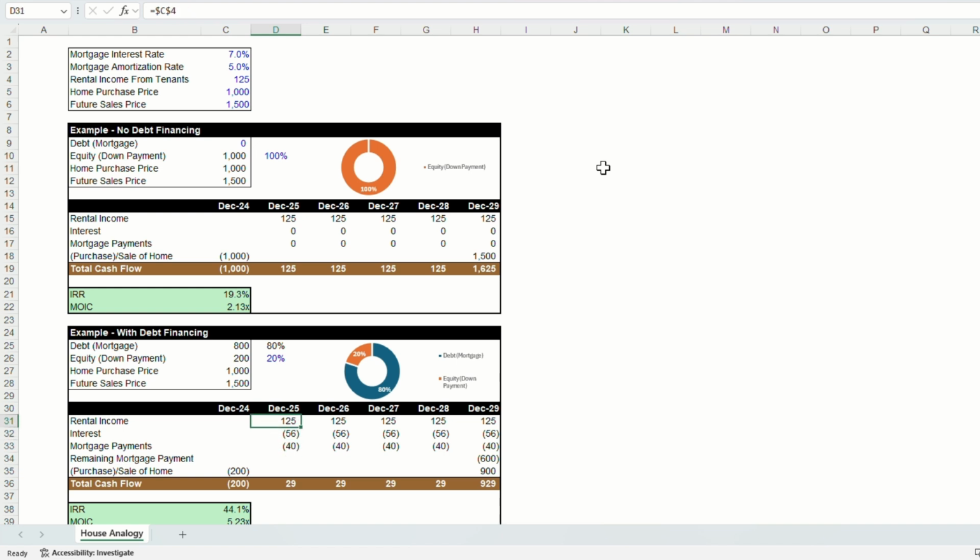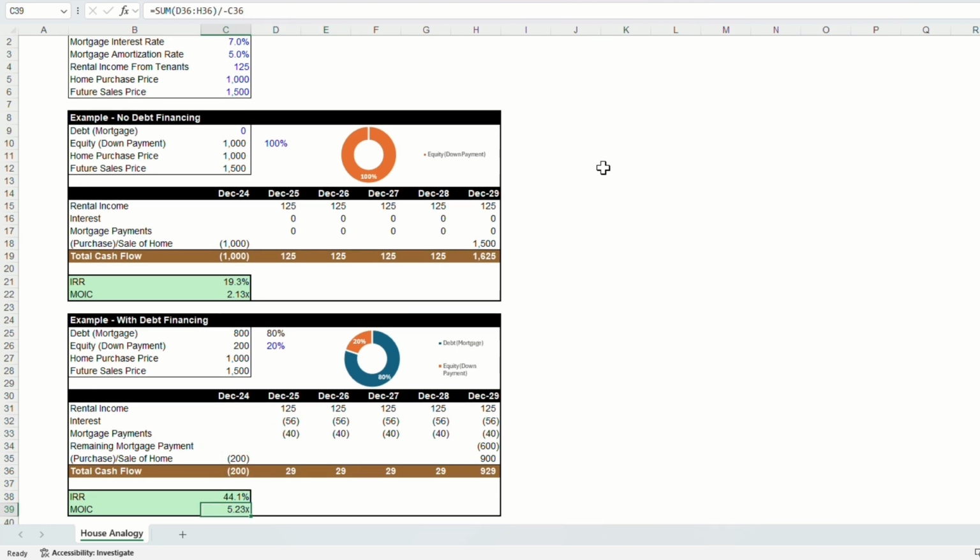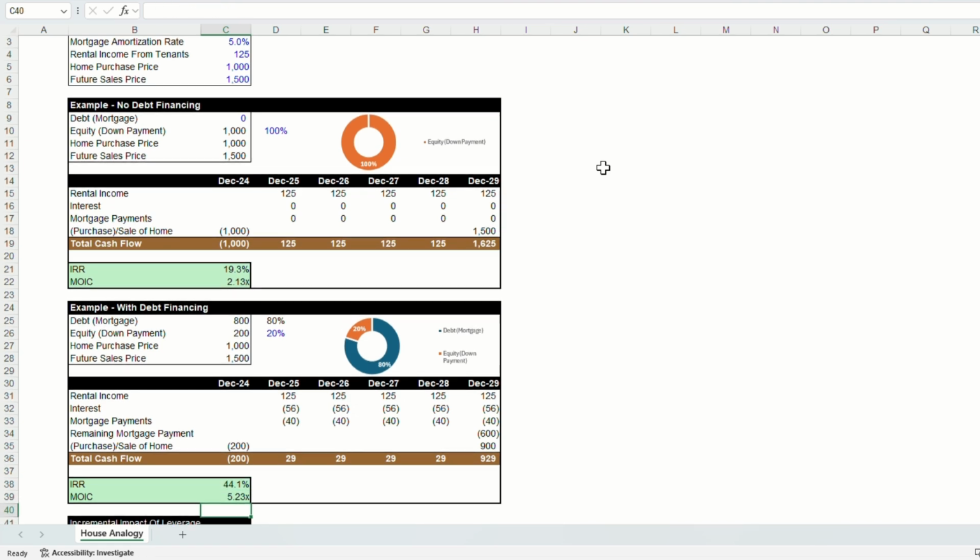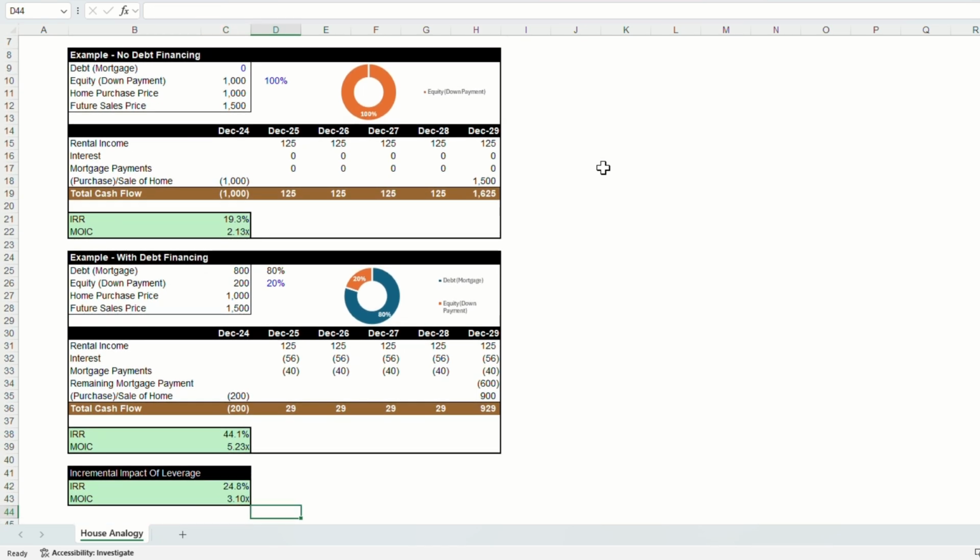So, we have the same rental income of $125,000, and we have our debt service here. And ideally, you would want the rental income to be higher than your debt service, which is the case here. And so we have some breathing room, a little bit of cushion there. But look at the returns. The IRR here is 44%, and the MOIC is over 5 times. So the incremental benefits of leverage are very, very dramatic here.